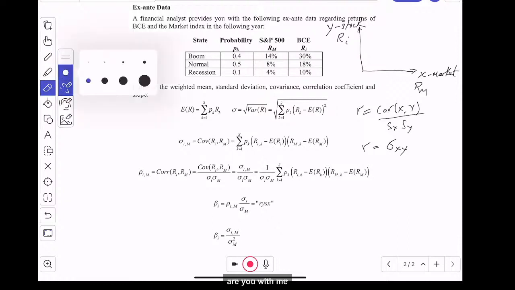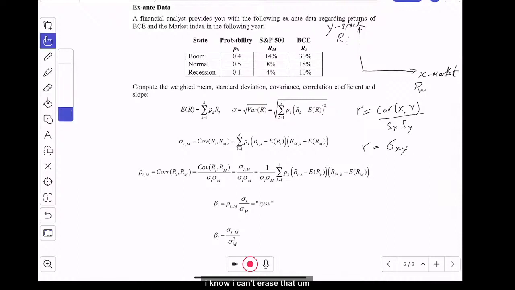Are you with me? I don't know why I can't erase that. And then this would be the standard deviation of each of those. How's that?